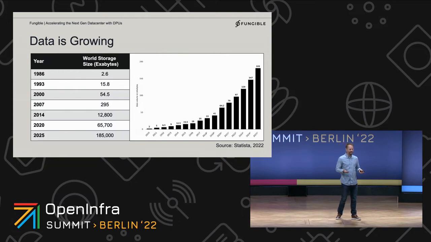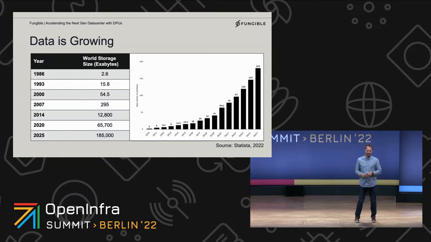We made the point yesterday that data is growing. This is one of the big drivers, obviously, for a need to change the way we think about data center architectures. 181 zettabytes in the next 3 years is what the expectation is going to be. That's a lot of data.